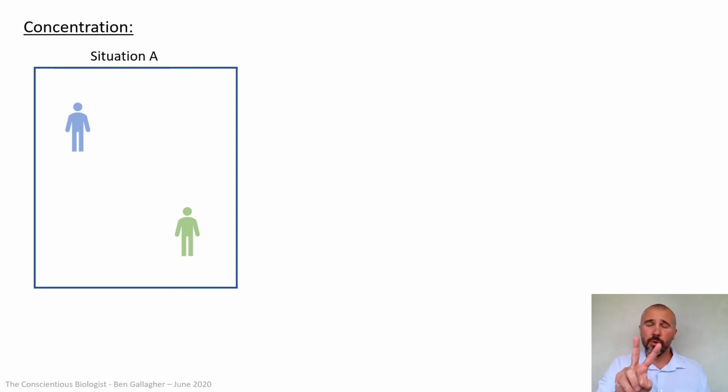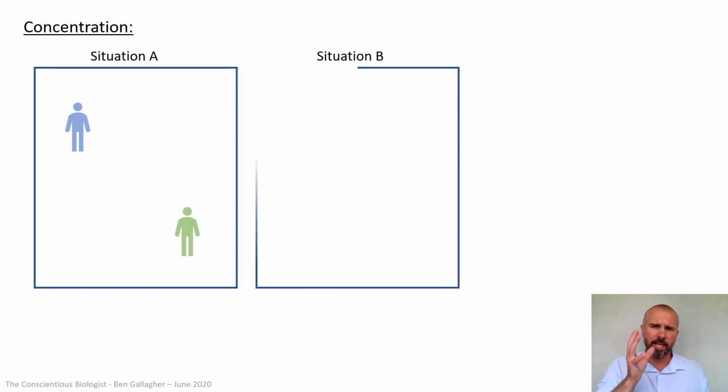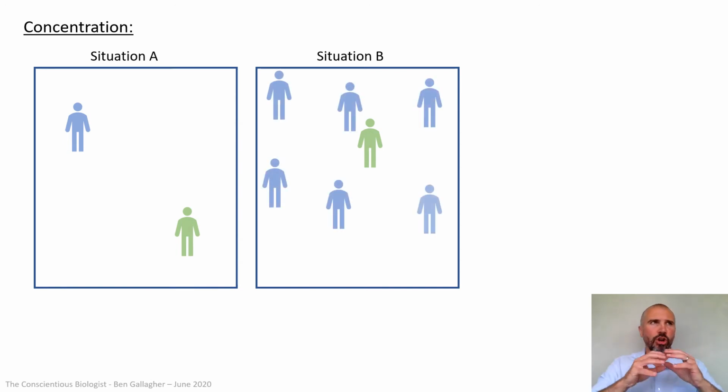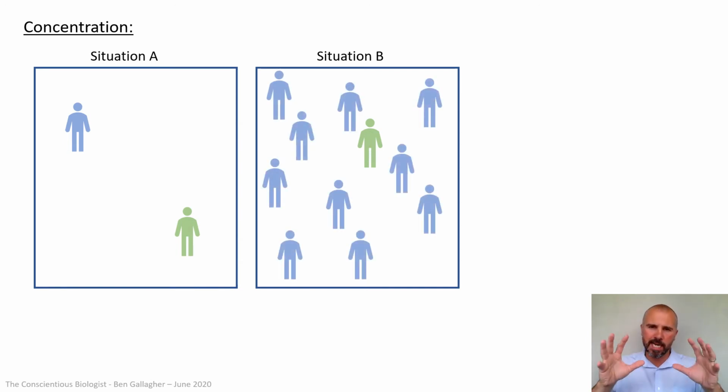Now, with only the 2 of them in there, the chance of Richard bumping into Julian and being able to smear him with oil is pretty low. If we create situation B though, and in this same container, look, it's exactly the same size. If I put Richard back in there with his oil on his hand, but this time in situation B, there's a whole load of Julians. They're everywhere. There's 10 of them filling the space that is in there.